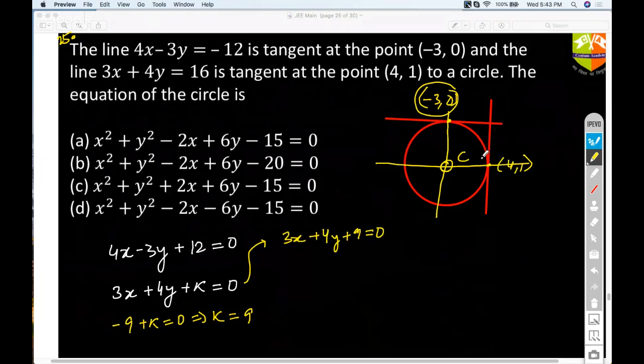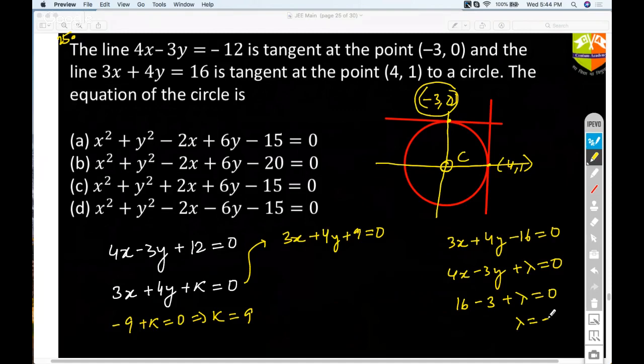In a similar way, if I have to find out the normal to 3x plus 4y equal to 16, it will become 4x minus 3y plus some lambda equal to 0. Put the point 4 comma 1. So lambda is going to be negative 13. So the other one is 4x minus 3y minus 13 equal to 0. So let's see where these lines meet. By the way, if you look at the points itself, the center is 1 comma minus 3.